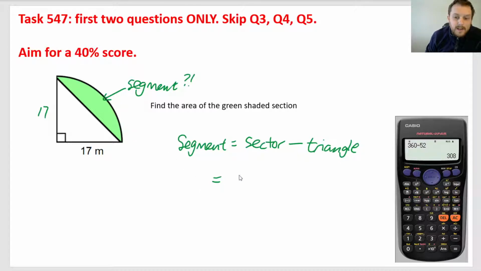So for the sector, I do 90 out of 360 times pi times 17 squared. Remember, this is an area, so it's pi r squared that I'd be using. And then I will take away the area of this triangle, which is a half times base times height. If I type that into the calculator, I'll get the area of this. So 90 out of 360 times pi times 17 squared. And then if I take away a half of 17 times 17, that's me taking away the triangle.